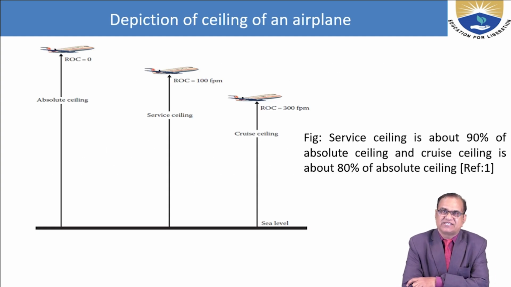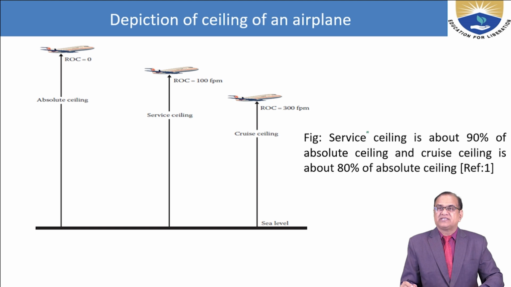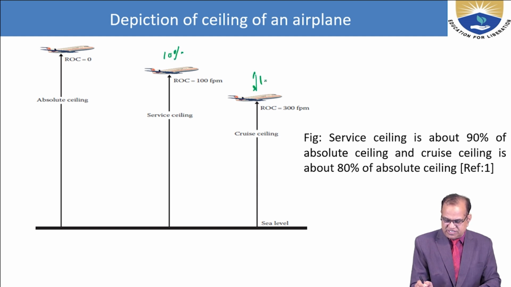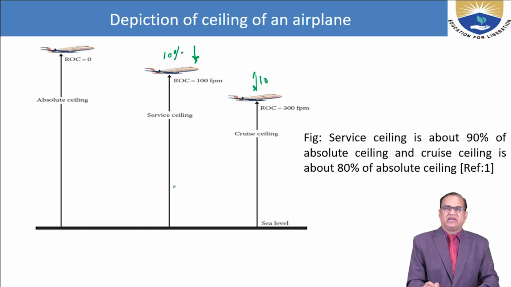Here I am going to depict some important ceiling heights: absolute ceiling, service ceiling and the cruise ceiling. Service ceiling is about 90% of the absolute ceiling and the cruise ceiling is about 80% of the absolute ceiling. So everywhere it is reducing by 10%. The absolute ceiling is the highest ceiling where you can maintain level flight, where the rate of climb is 0.